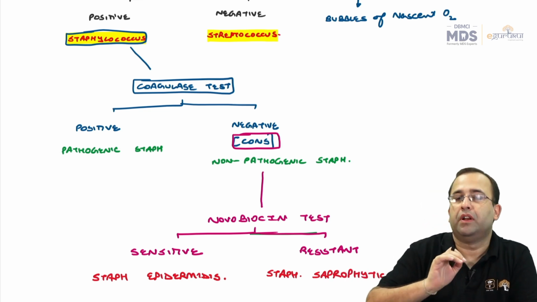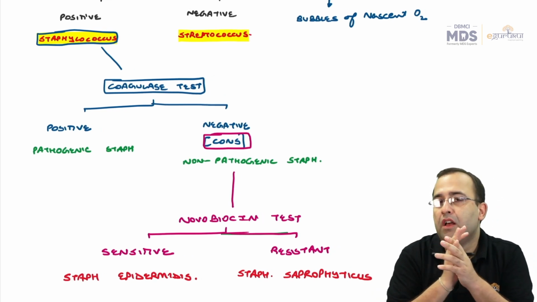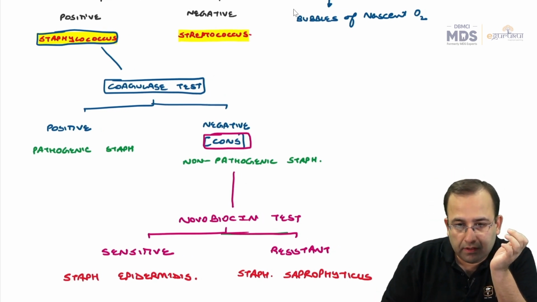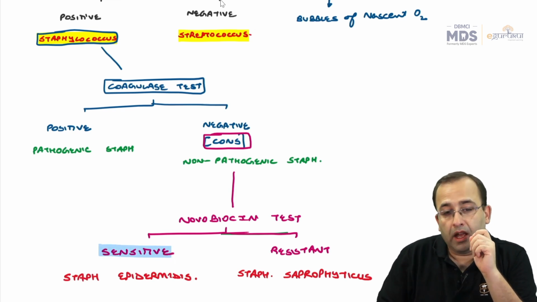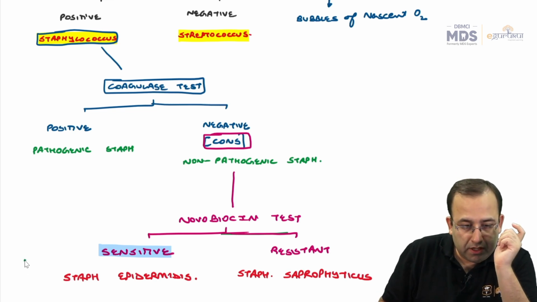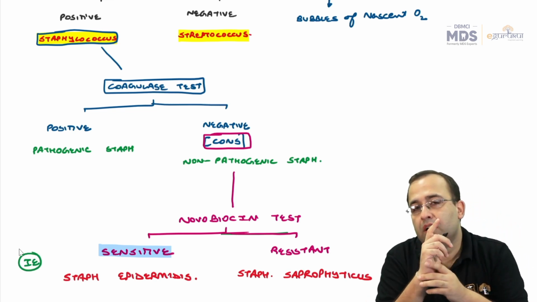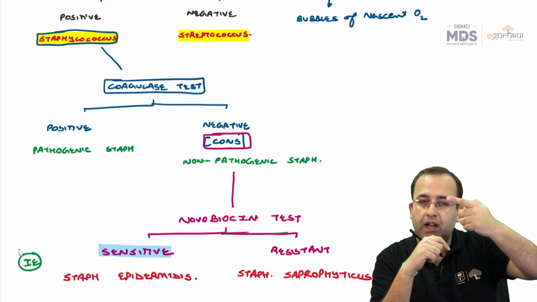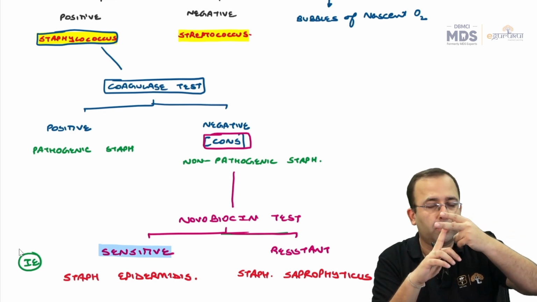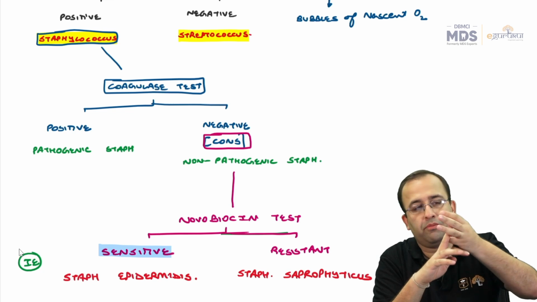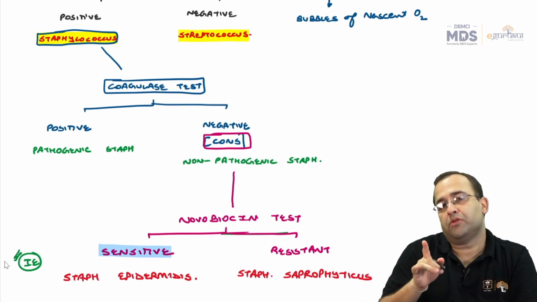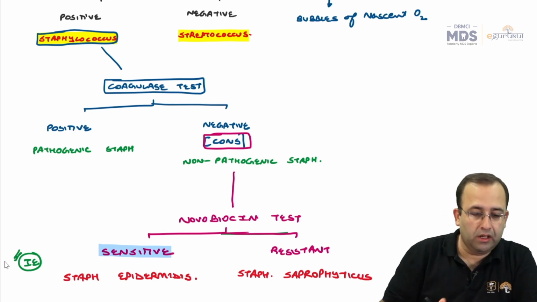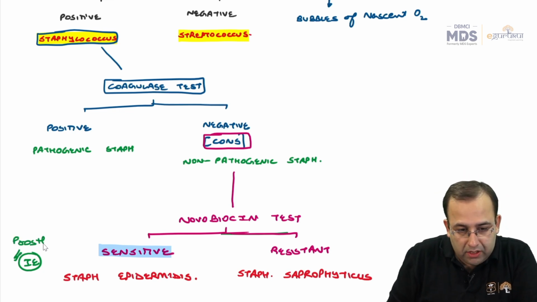Now, I'll be very impressed, especially those of you who have read medicine, if you can tell me the significance of novobiocin sensitive Staph epidermidis. In CVS, we studied vegetative endocarditis. We will be doing this in medicine. There are 4 vegetative endocarditis: RHD, rheumatic heart disease; infective endocarditis; NBTE, non-bacterial thrombotic endocarditis; and Libman-Sacks endocarditis. Staph epidermidis is associated with prosthetic heart valves in infective endocarditis.